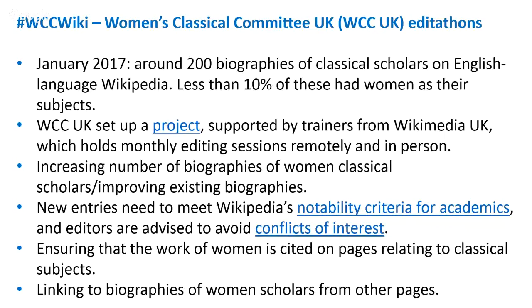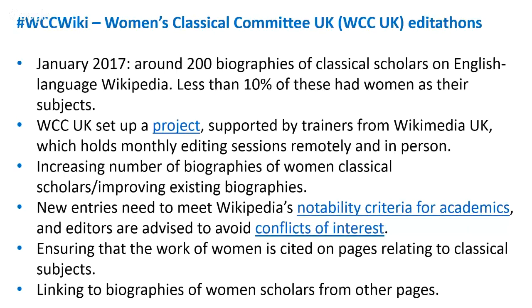By definition, for academics, the notability criteria means that individuals must have made a significant and demonstrable contribution to scholarship. So in the UK, for example, an appointment as professor is good evidence of that, although in other countries, the ranking system for academics might differ. And again, there's a link there that explains a little more about what's classed as a notable individual under Wikipedia's rules.